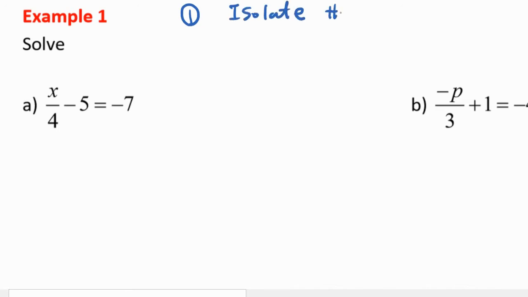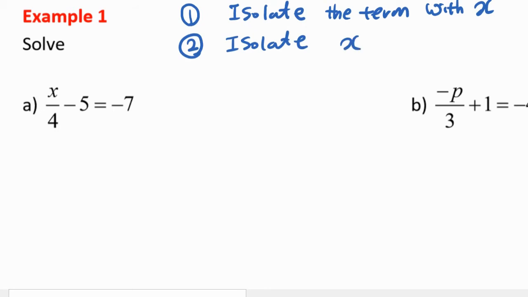Isolate the term with x. Step number 2, then isolate x. It's a 2-step equation and you have to do 2 steps, okay? Look at A. We're going to isolate the term with x, which is x over 4.